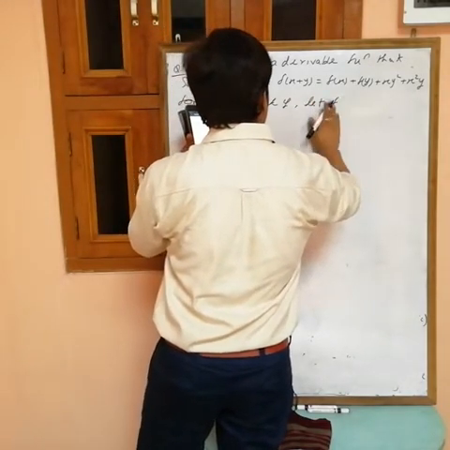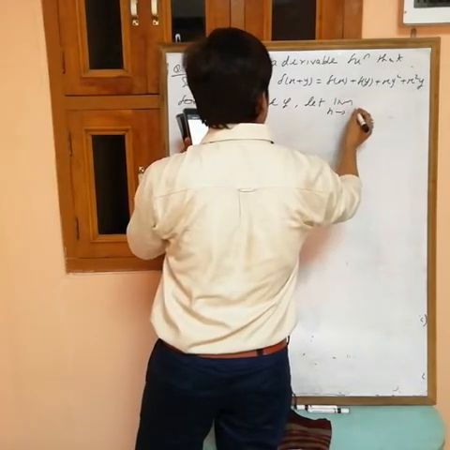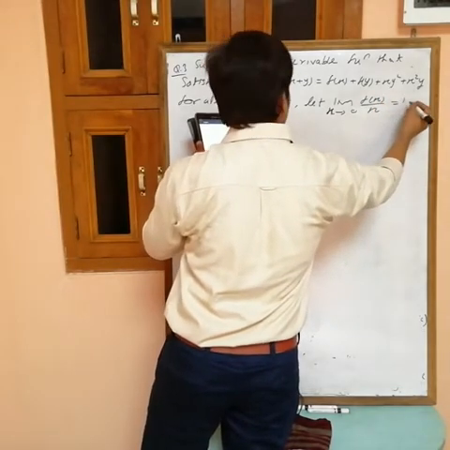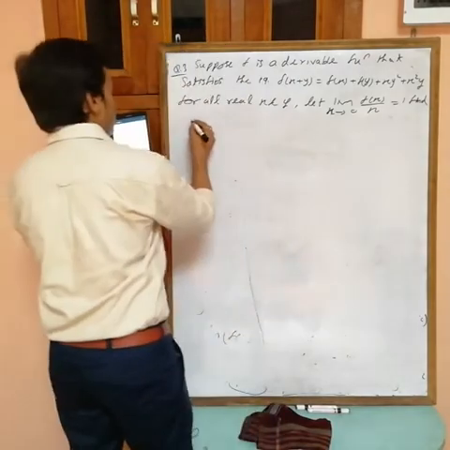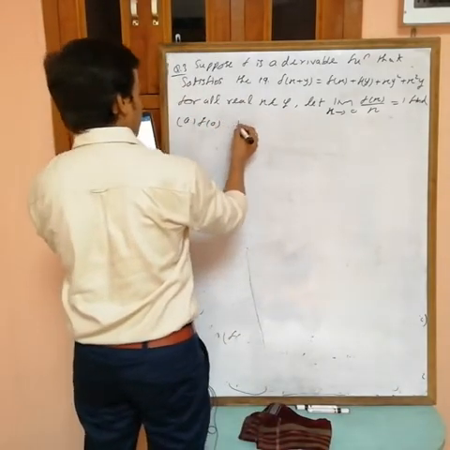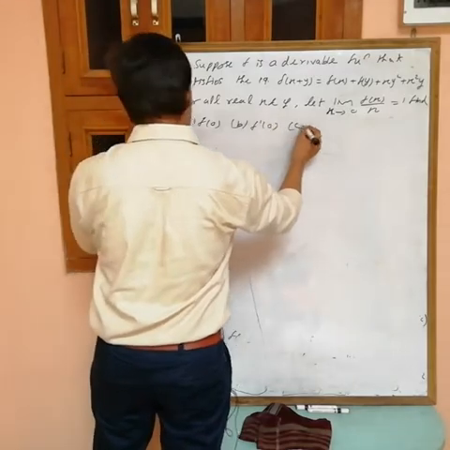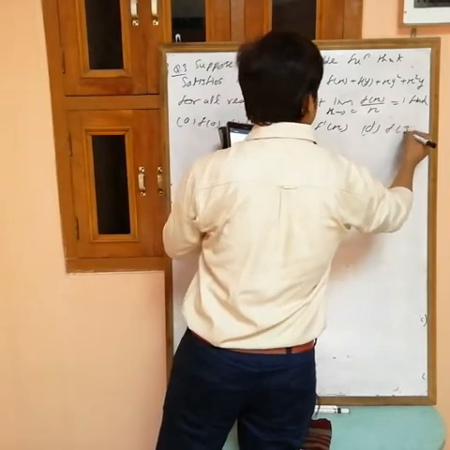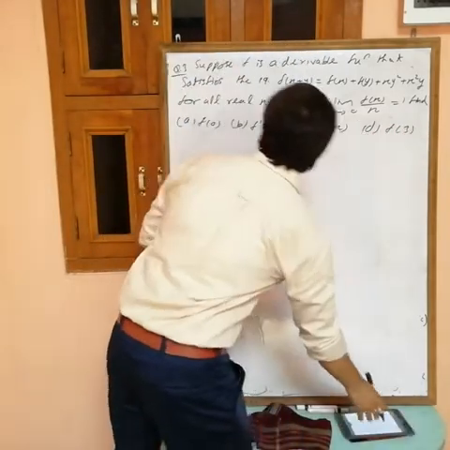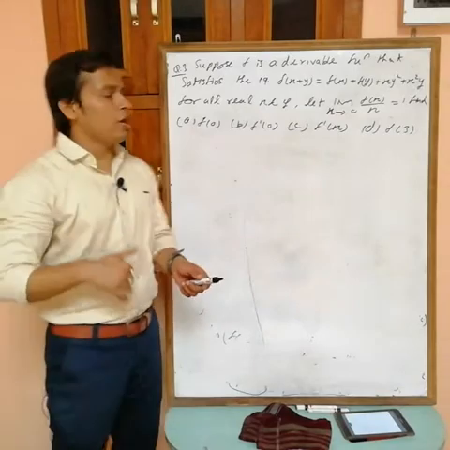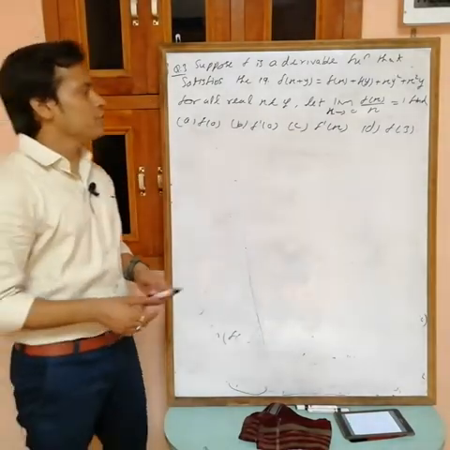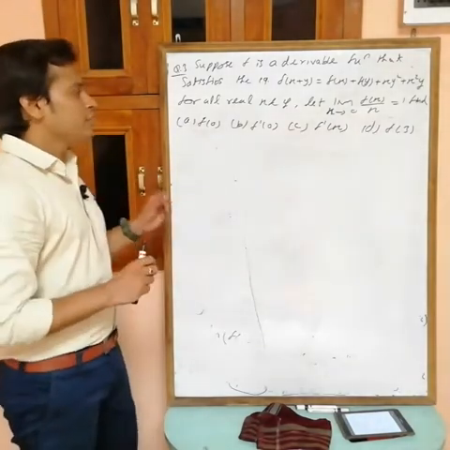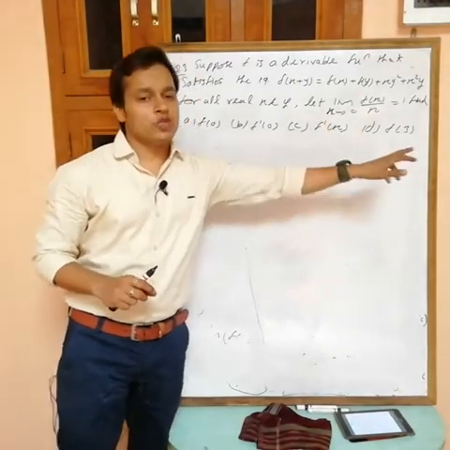Let limit x tending to 0 f(x)/x equal 1, and find first f(0), b f'(0), c f'(x), and d f(3). Okay, now it is given that we have a differentiable function f such that f(x+y) = f(x) + f(y) + xy² + x²y for all real x and y, and limit x tending to 0 f(x)/x is equal to 1, then find these values.